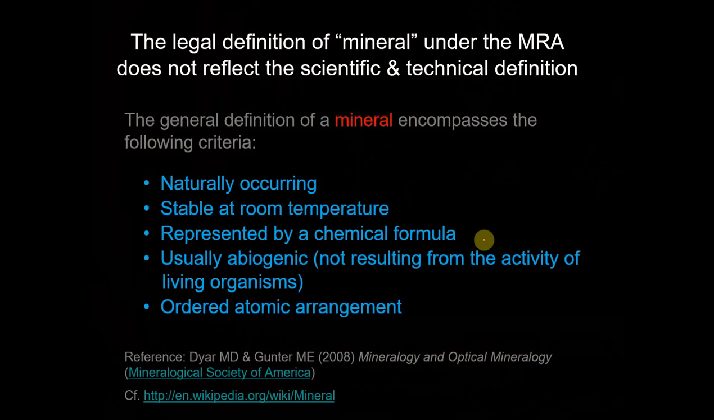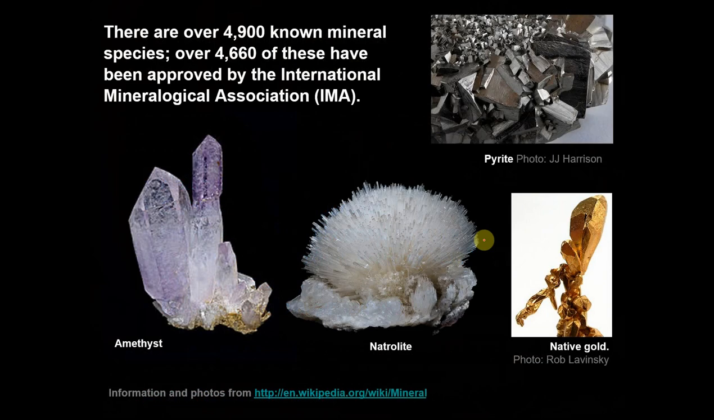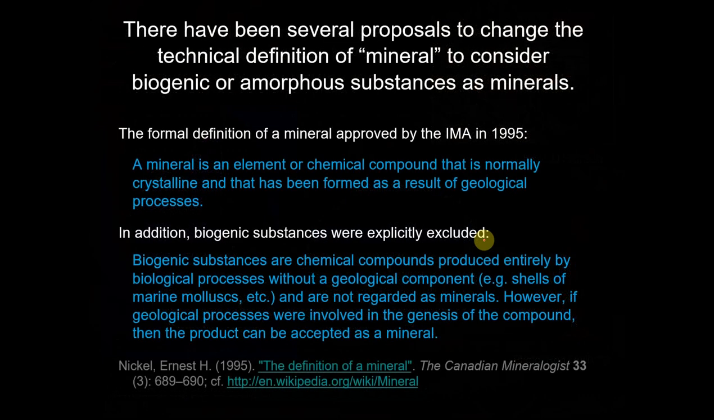So coal comes from fossilized plants, so it doesn't come within the definition of mineral in geology. Minerals are extensive. There's 4,900 known mineral species. So things like pyrite, shown up there in the top right, native gold, and those other things, amethyst and the like. If you've been into a crystal shop, then you're often looking at minerals.